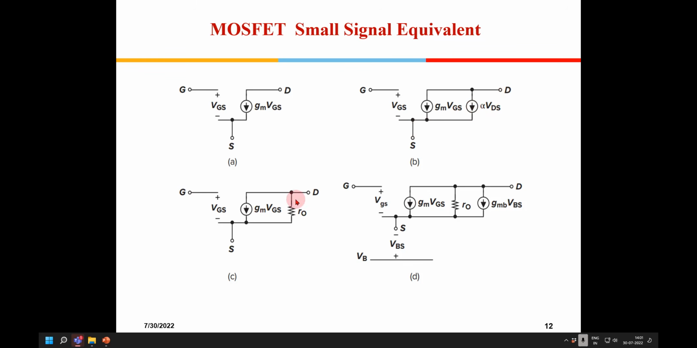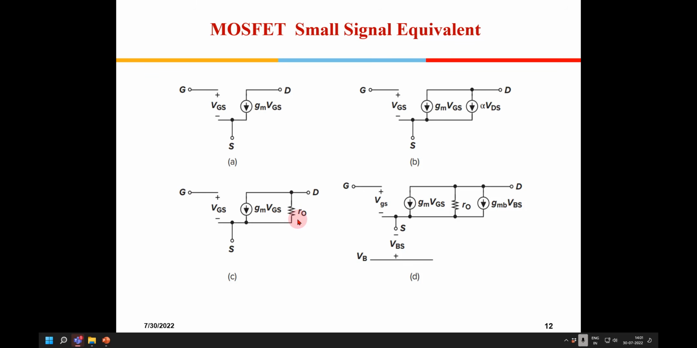A better option is R0. This is what most of the books follow. Alpha is also a function of R0 actually. You can convert this resistance into a current source, but this is not generally used, so we'll follow this convention.